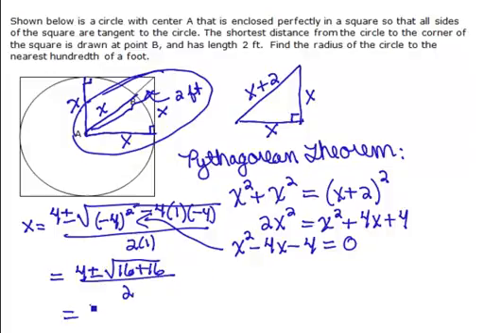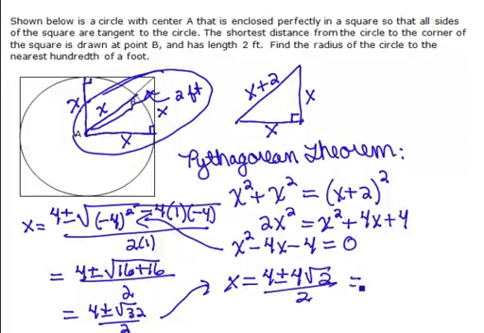So that gives us 4 plus or minus the square root of 32 over 2. But certainly 32 has a perfect square in it, namely 16. So let's clean that up. That gives us that x is 4 plus or minus, bring that square root of 16 out, we're left with a 2 underneath. And separating this gives us 2 plus or minus 2 square roots of 2.